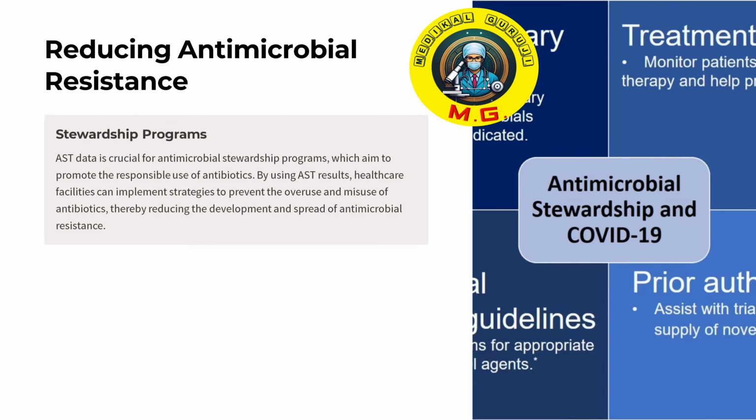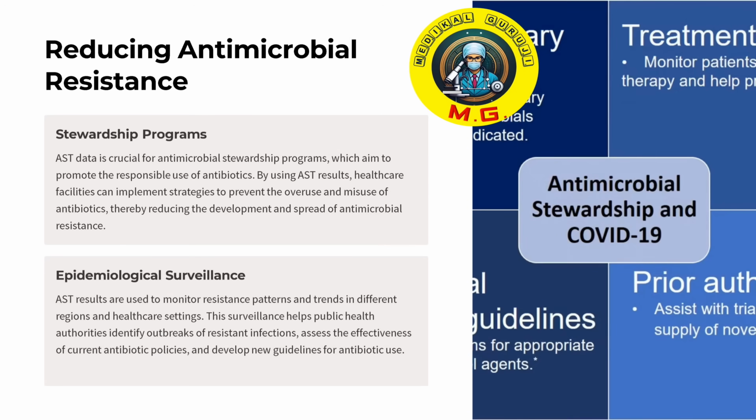That is, AST data is crucial for antimicrobial stewardship program, which aim to promote the responsible use of antibiotic. By using AST result, healthcare facilities or hospitals can implement strategies to prevent the overuse and misuse of antibiotic, thereby reducing the development and spread of antimicrobial resistance. By the epidemiological surveillance, AST results are used to monitor resistance pattern and trends in different regions and hospitals. This surveillance helps public health authorities identify outbreaks of the resistant infection and to assess the effectiveness of current antibiotic policies and develop new guidelines for antibiotic use.